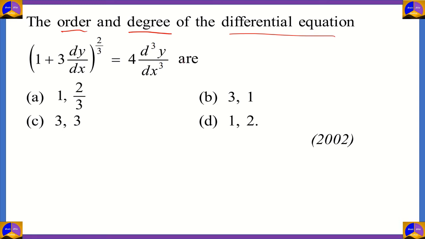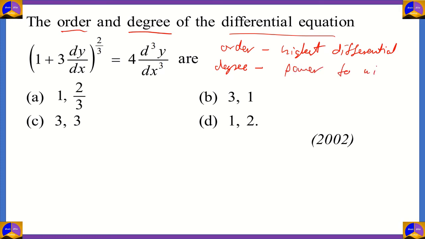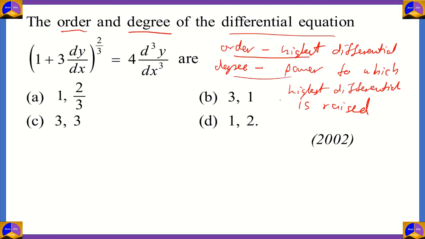So basically the order stands for the highest differential, and then the degree stands for the power to which the highest differential is raised. So this is the de facto definition for an order and a degree, and we will be able to find that out by tweaking this equation.